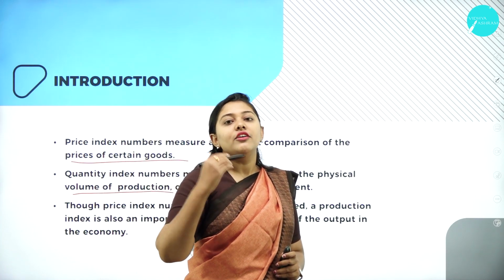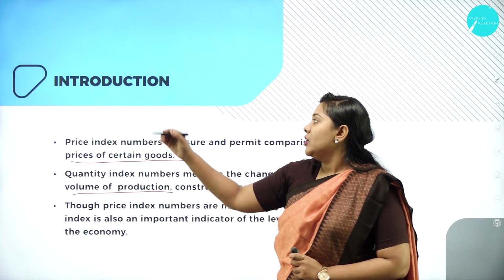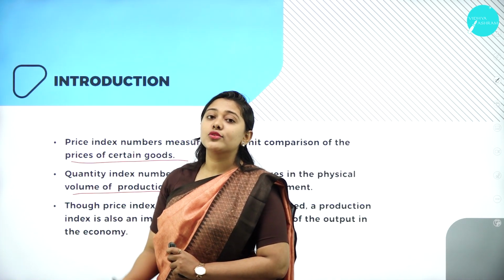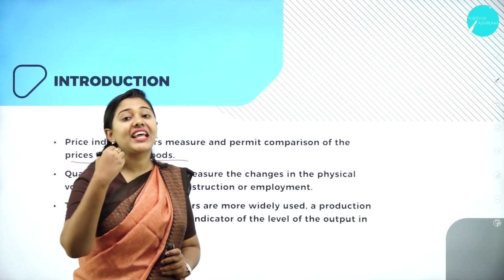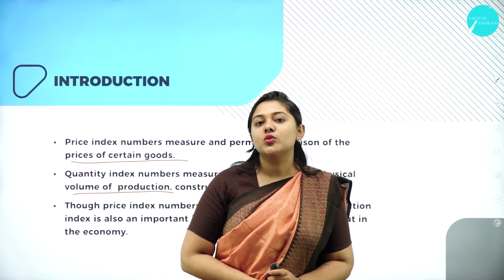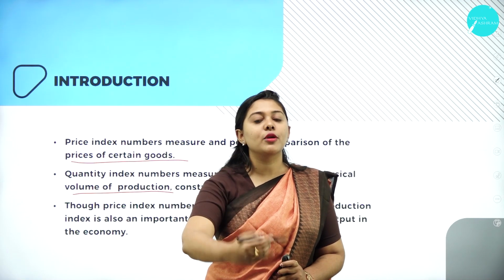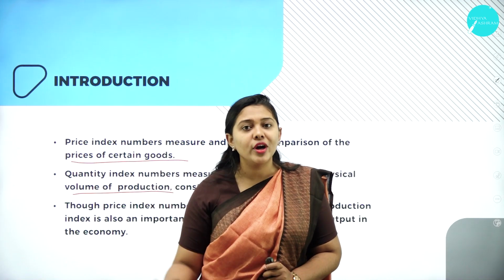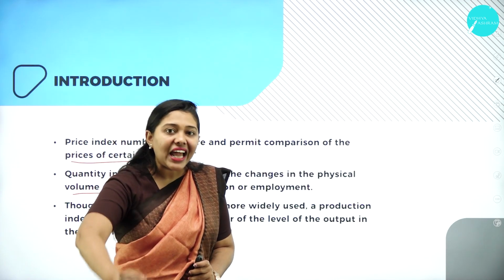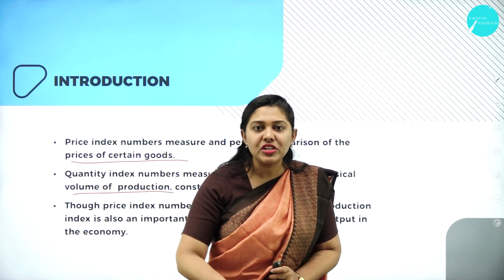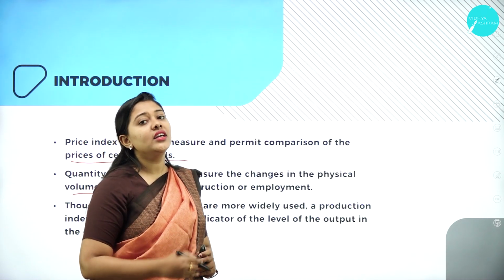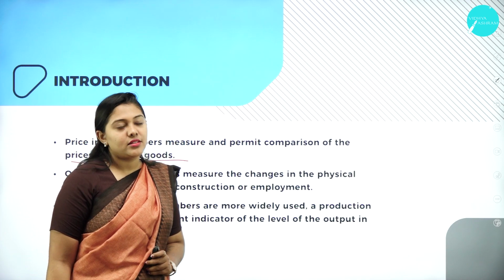So for this, we need to understand our price index, quantity index and production index, because to make better decisions for our economic conditions, for the economic problems that we are suffering, that is our poverty, unemployment, poor infrastructure, in order to eradicate these problems or to bring up good measures in our economics, we have to understand index numbers in a better way.